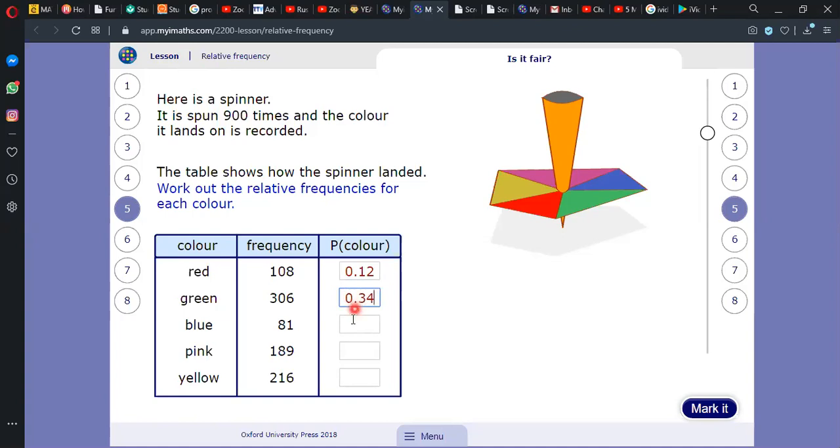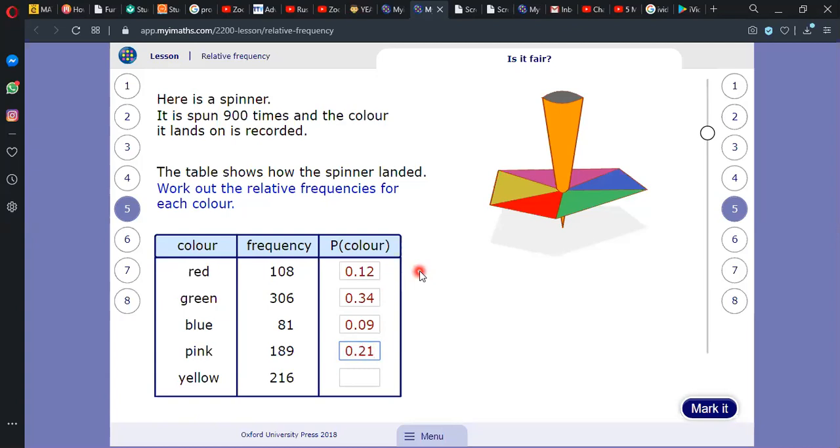0.34. The next one, for blue, you are going to be calculating 81 divided by 900, and that should give you 0.09. And the next one is for pink. For pink it is 189 divided by 900. Okay, and that should give you 0.21.